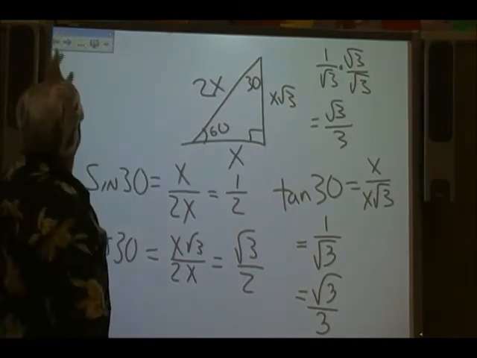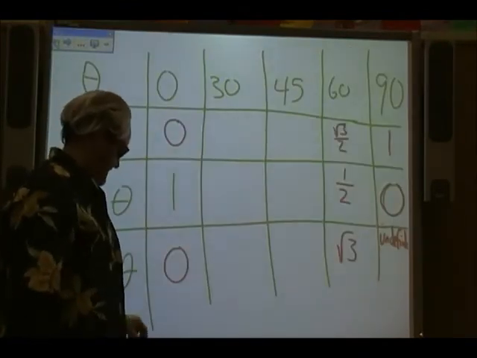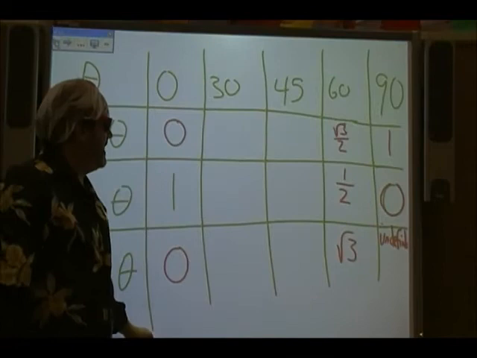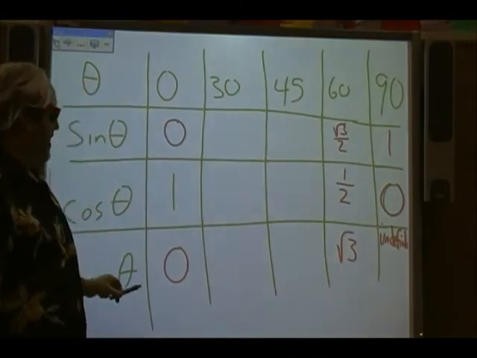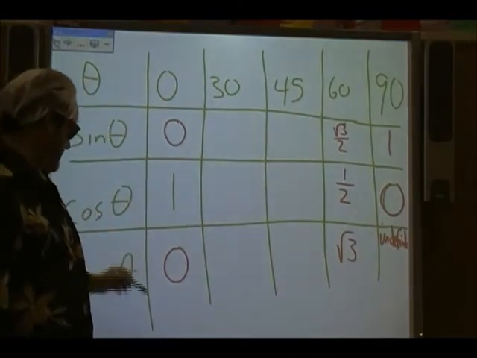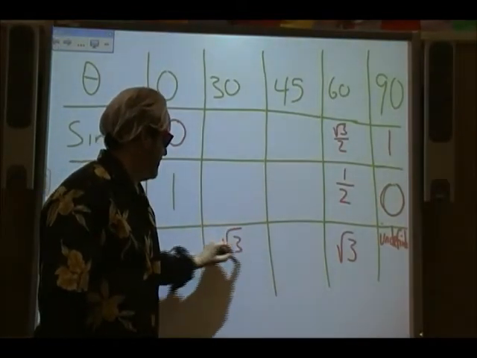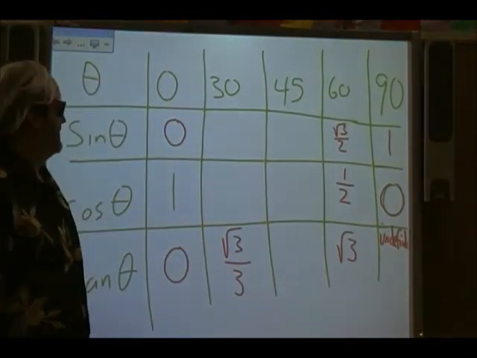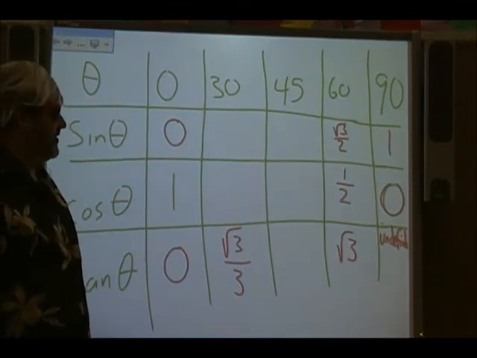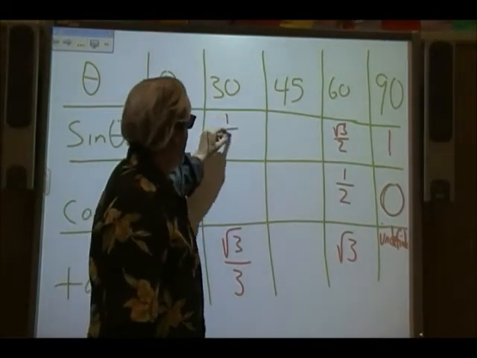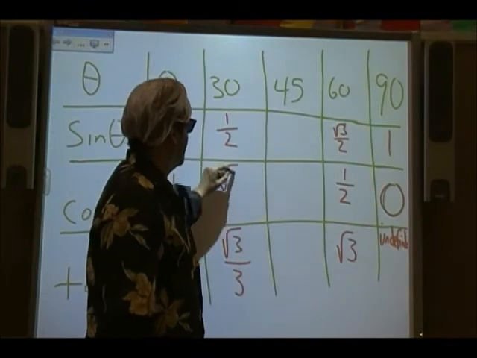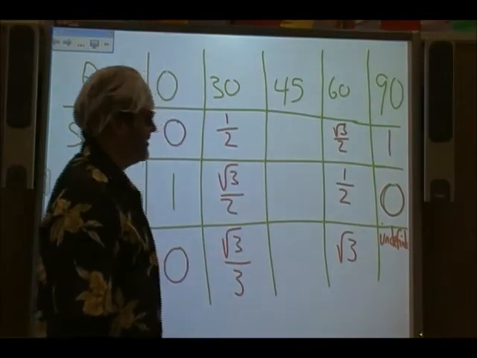Now we go to our chart. The chart, here we are, and now we fill in our table. The one we just said, tangent of 30, was radical 3 over 3. The sine of 30 was a half. The cosine of 30 is square root of 3 over 2.